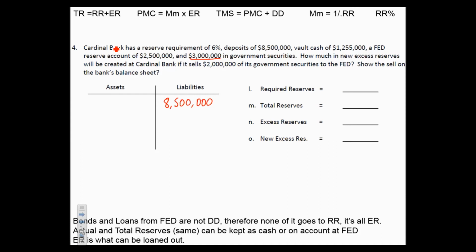Cool. And, oh, I need to label it. Demand deposits. All right. They've got cash in the vault. Where does it go? Assets. I've got my cash, 1,255,000. I don't know why I used big numbers like that. They got money at the Fed. Where does it go? Assets. So really, whatever's at the Fed, you can consider cash. Okay.